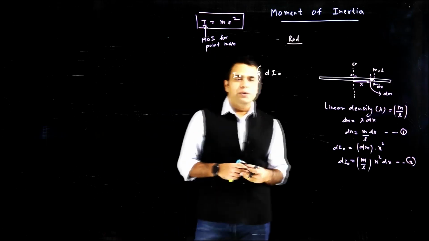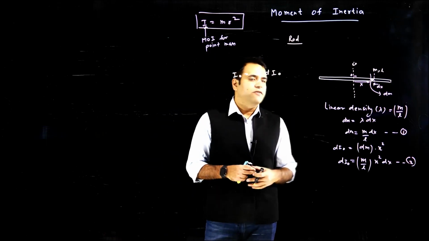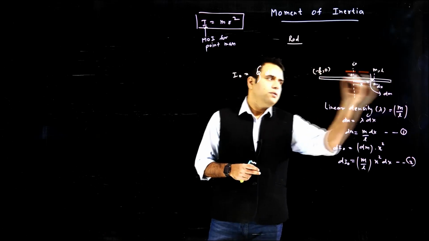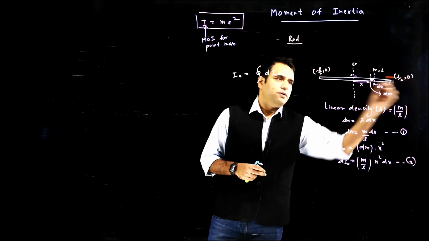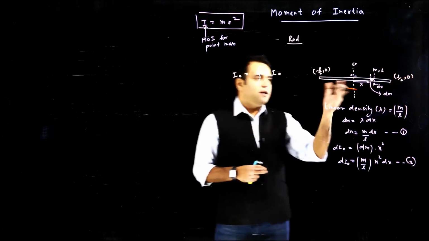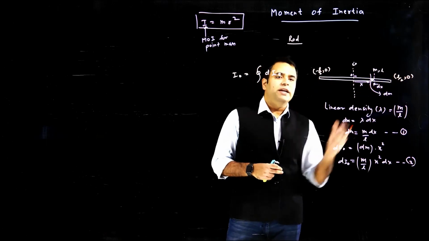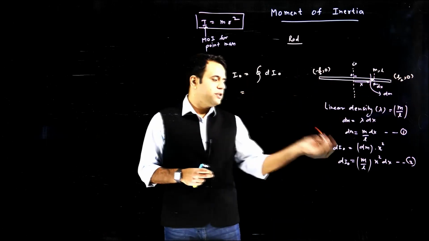So I can write the moment of inertia for the whole body, I, will be equal to the integration of dI, meaning I'll be adding all the moments of inertia from minus L by 2 to L by 2. This is the meaning: if the x value changes from minus L by 2 to L by 2, we will be covering the whole object. Okay, so let's put in the values.